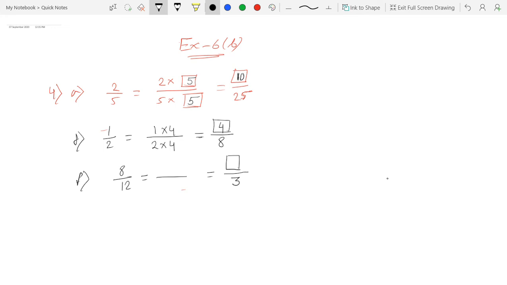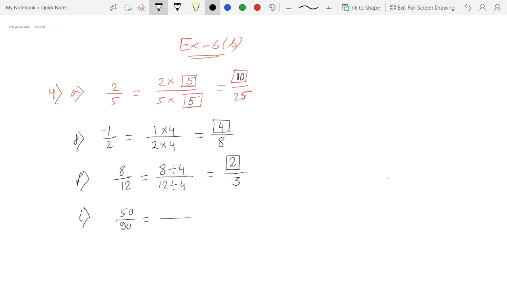So which number divides 12 to give 3? This will be 4, because you know that 12 divided by 4 you will get 3. That means this 4 you have to divide the numerator by also. Clear? That means this will be 8 by 4. So 8 divided by 4 you will get 2. Clear? Now go to the next one, question number I. Question number I is given: 50 by 90.